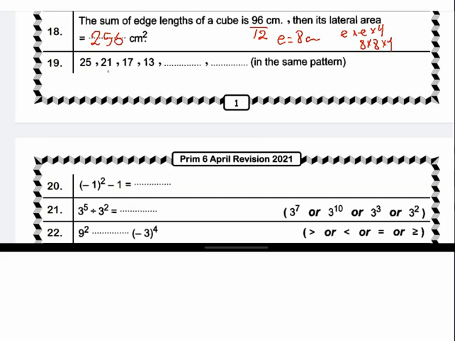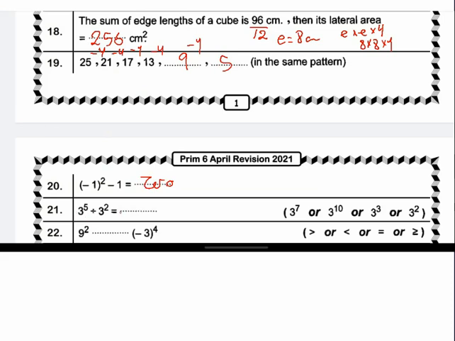Here 25 becomes 21, so minus 4. 21 minus 17, yes, minus 4. Here minus 4, and 13 minus 4 equals 9. Minus 4 the same, equals 5. By using your calculator, 1 minus 1, it will be 0.